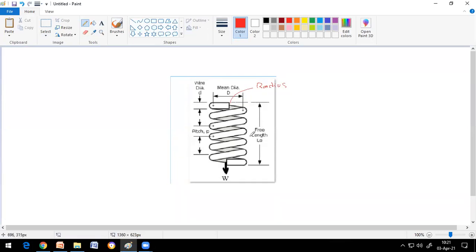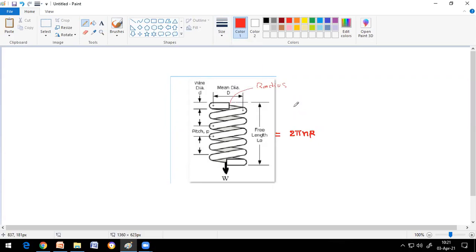And this is the full length, the free length of the member, which is represented as 2 pi n, 2 pi R. So this is the total length of the spring, which we are going to show up here.